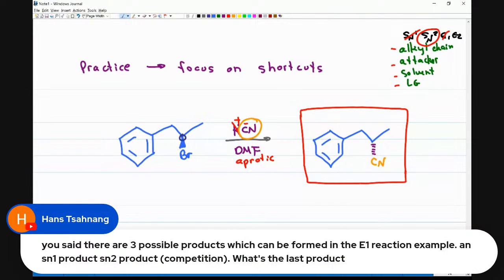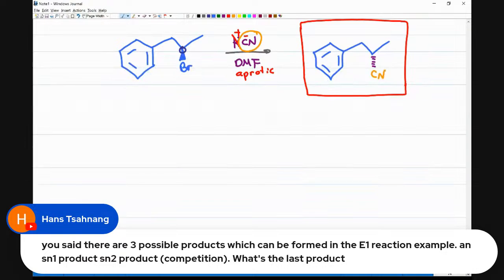Question. You said there are 3 possible products which can be formed in the E1 reaction example. An SN1 product, an SN2 competition. No. It's 3 different elimination products. So why don't we do an elimination example next so that you can see what we're talking about?